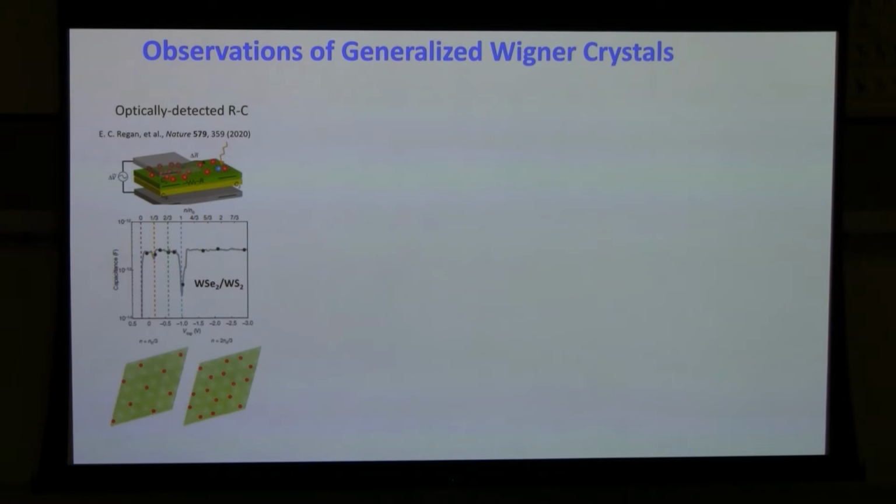1/3 means one electron for every three moiré unit cells. 2/3 means two electrons for every three moiré unit cells. And they postulated, or they hypothesized, that this is due to the formation of generalized Wigner crystals where the electrons are freezing into these weird patterns that I'm showing you down here. Those are funny patterns that minimize the electrostatic interaction, like what Hubbard had predicted.